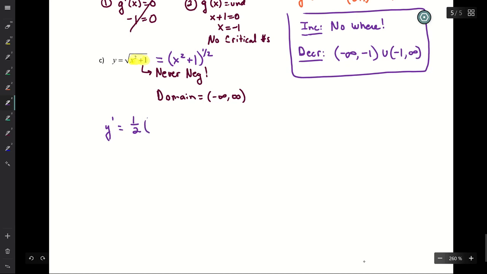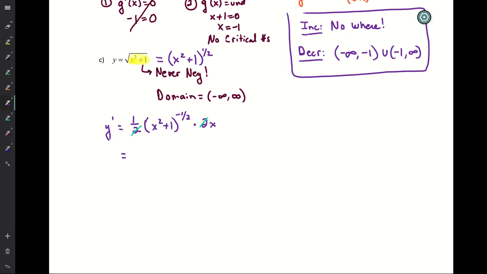1/2 comes to the front. x squared plus 1 stays. The original power of 1/2 reduces by 1 and it becomes -1/2. And then we want the derivative of the inside, which would be 2x. All right, then we want to simplify that as we can. There's a 2 there and a 2 there that would cancel out. There's this x that's left at the end.